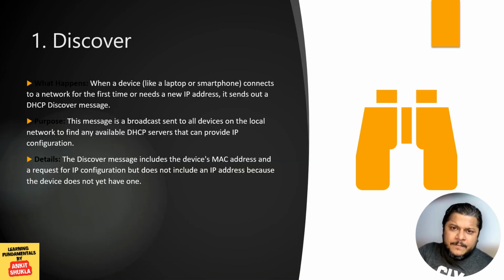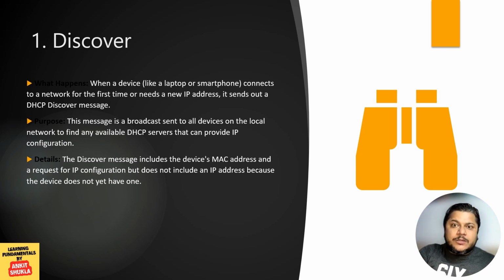We'll start with discover. The first step that happens in a DORA process is discover. Imagine you are in a huge conference in a massive hall filled with various booths or counters. You're looking for the information desk to get a map and a pass to access different areas of the conference. You don't know where the information desk is, but you start by asking around. So here's what happens in the discover stage of DHCP. You enter the conference hall and you shout out, "Excuse me, I'm looking for the information desk."